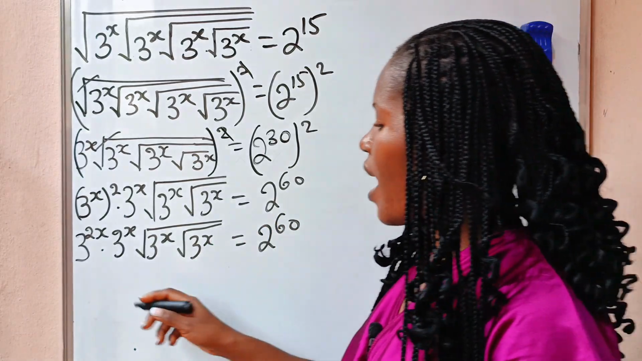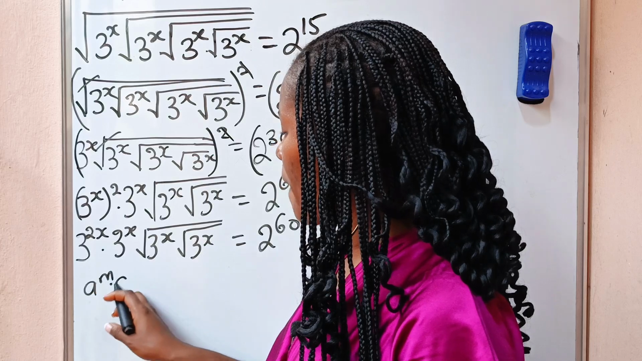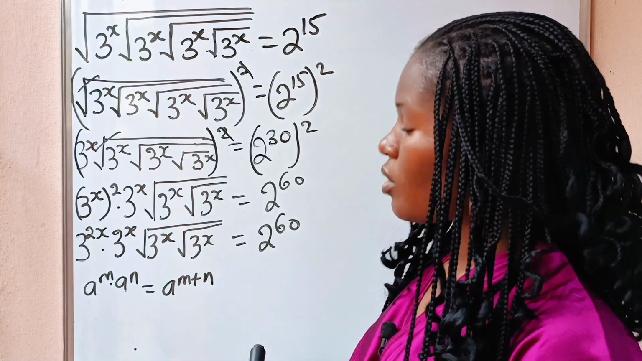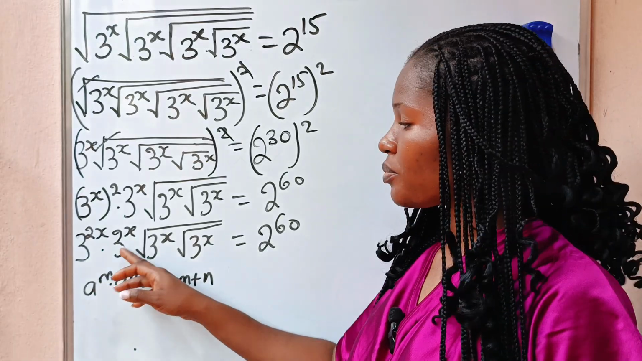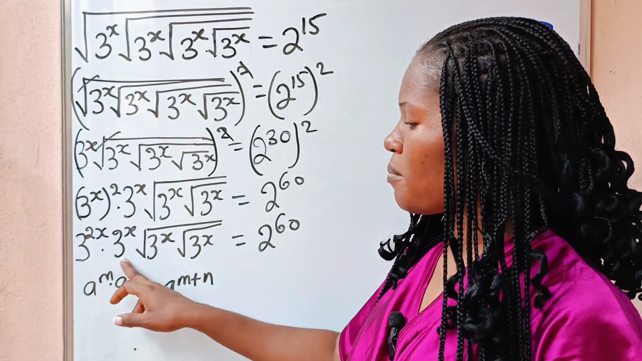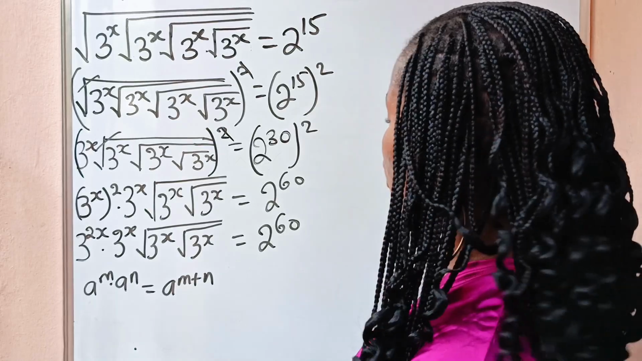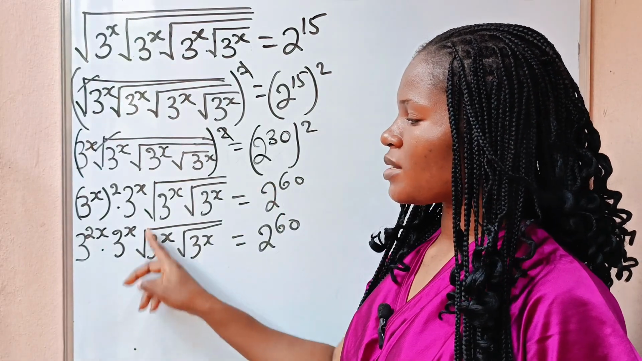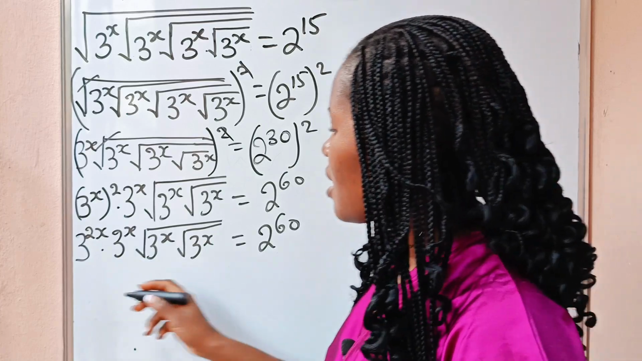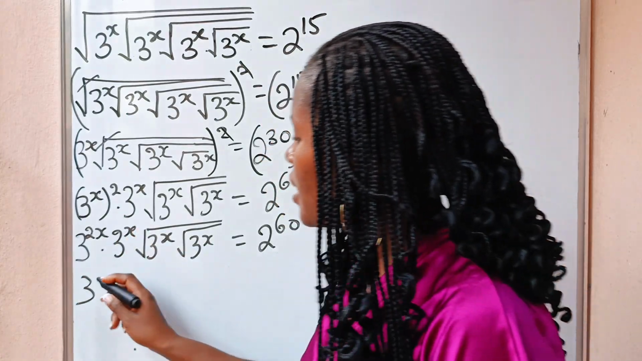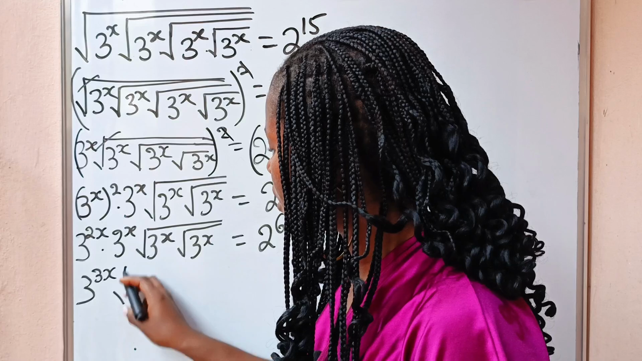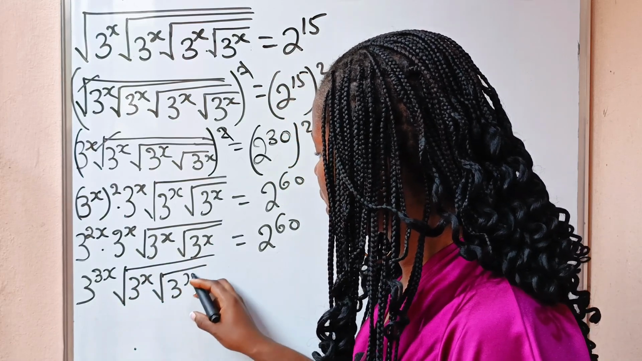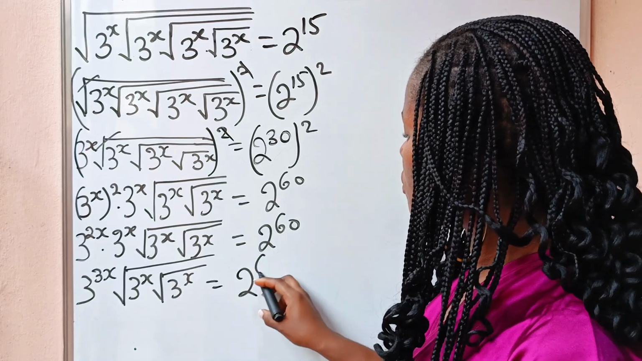All right, now when you have a to the power of m multiplied by a to the power of n, it is equal to a to the power of m plus n. So that means that if we look at this, notice that we have the same base and they are multiplying, so we just have to pick one base, which is 3, and then we have to add the powers. So we write this as 3 to the power of 2x plus x, which gives us 3x, okay? Then root 3 to the power of x is equal to 2 to the power of 60.